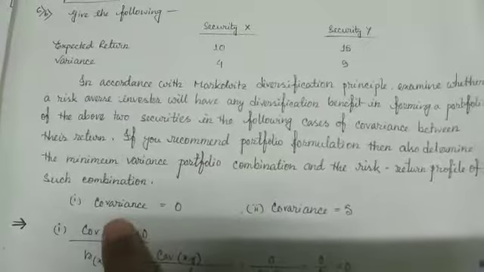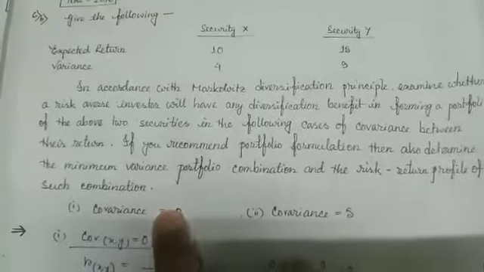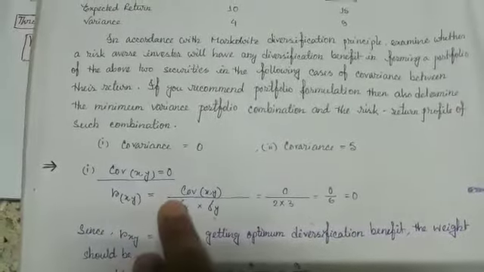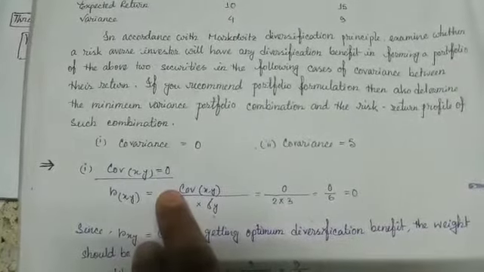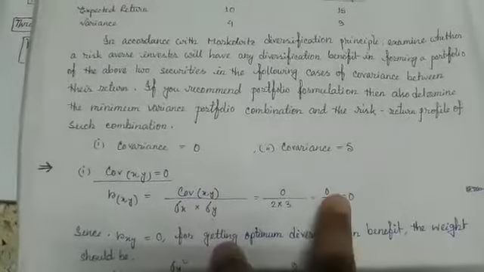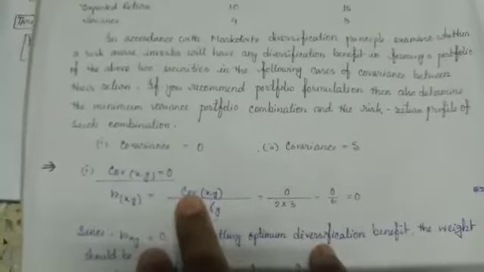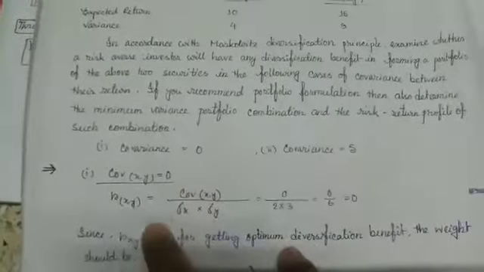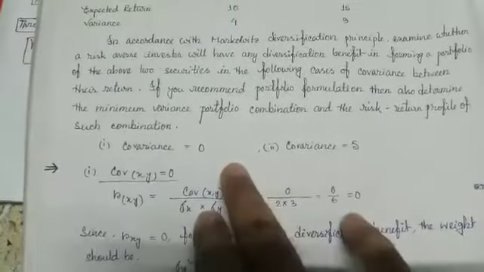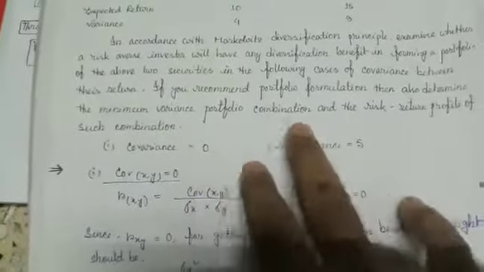Now in first question, covariance between security X and security Y was given as 0. Now if the covariance of security X and security Y is 0, then correlation coefficient of security X and security Y, which is calculated by applying formula cov xy divided by sigma x into sigma y, comes to 0. What does it mean? Correlation coefficient between security X and security Y equal to 0 implies that their securities are independent of each other. That means changes in the return of security X does not have any impact on the return of security Y.